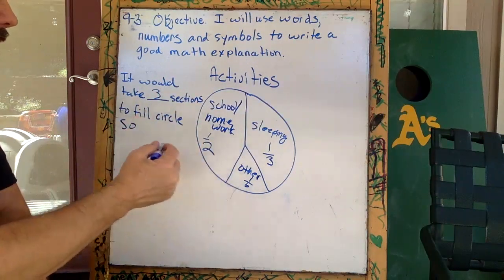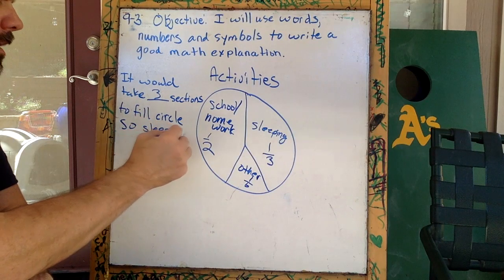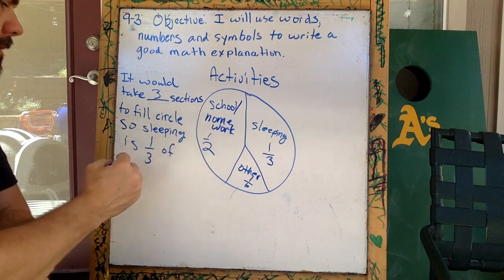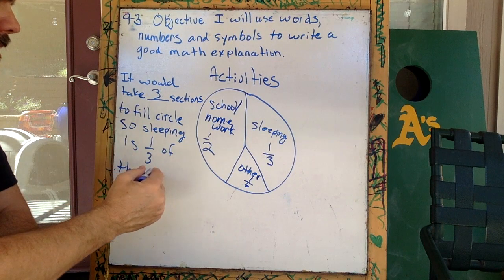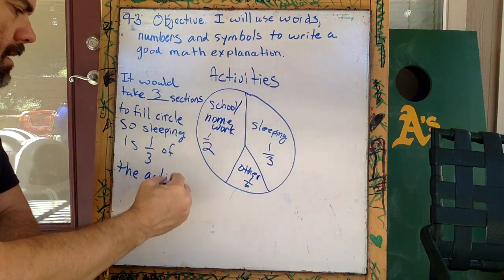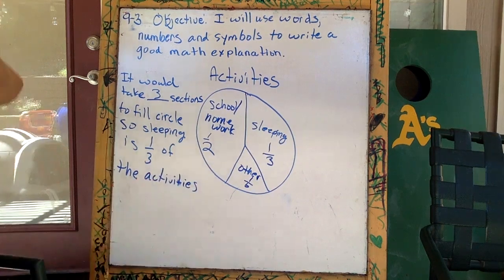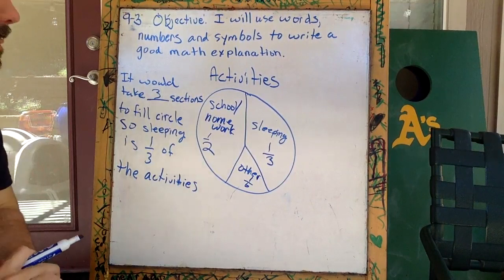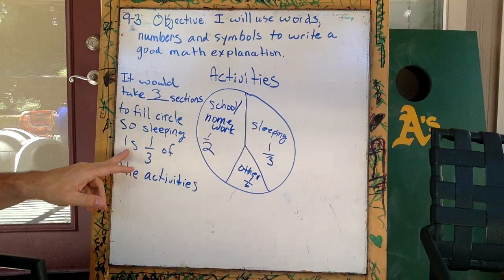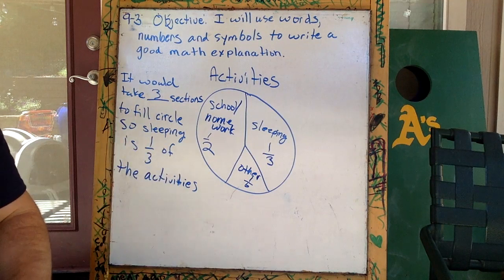So sleeping is 1/3 of the activities, because this activities is representing all of the activities. Activities. Okay. If we're talking about school, it would take 2 sections to fill the circle. So school and homework is about a half of the activities done by students.